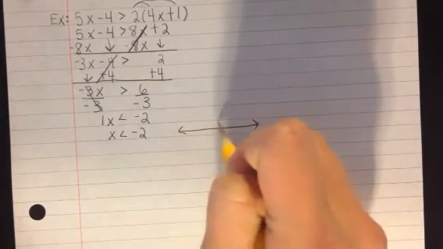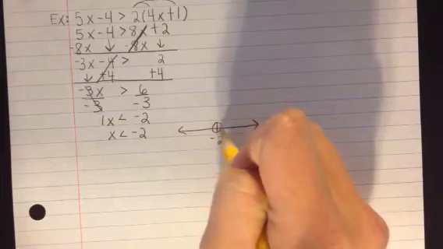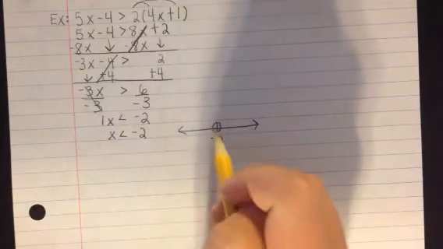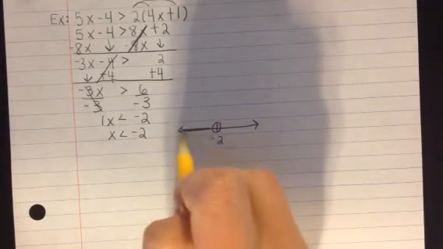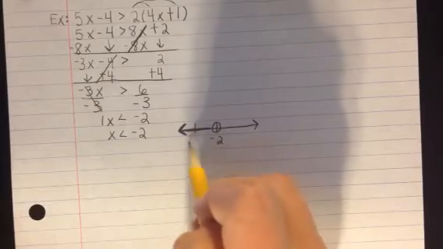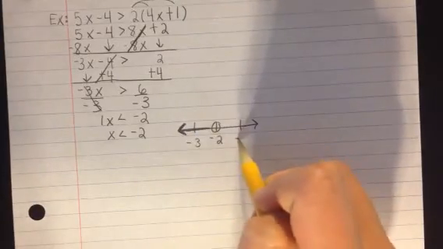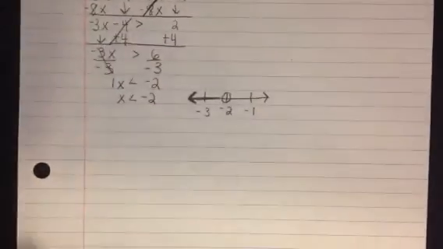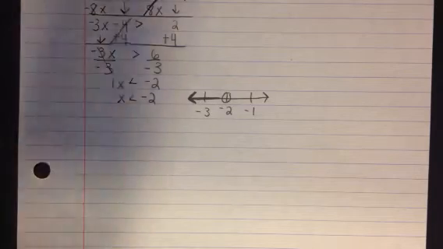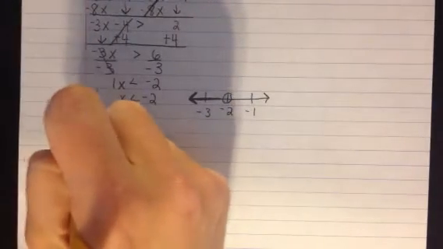When you graph it, since it's not or equal to, you do the open circle and you shade to the left. All right, one more example.